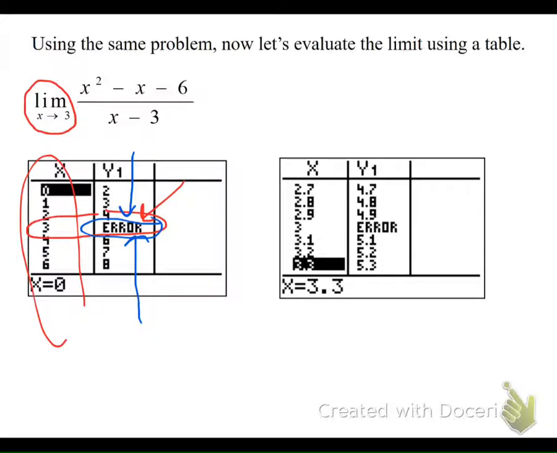Okay, but usually counting by ones isn't specific enough. Usually even counting by tenths isn't going to be specific enough, but for this problem it was. Let me show you in the next problem how you could use your calculator to evaluate a limit.